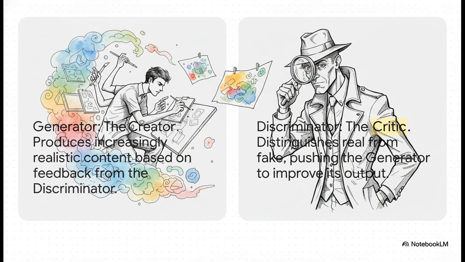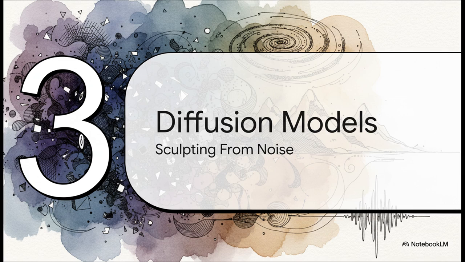So yeah, you've got these two competitors. The generator is the creator, the artist. Its whole job is to get better and better at making realistic stuff based on the feedback it gets. And then you have the discriminator, the critic. Its only job is to be a really tough judge, to spot the fakes, and push the generator to improve. It's this constant battle, this push and pull, that drives the whole system forward and gives us those absolutely incredible photorealistic results.